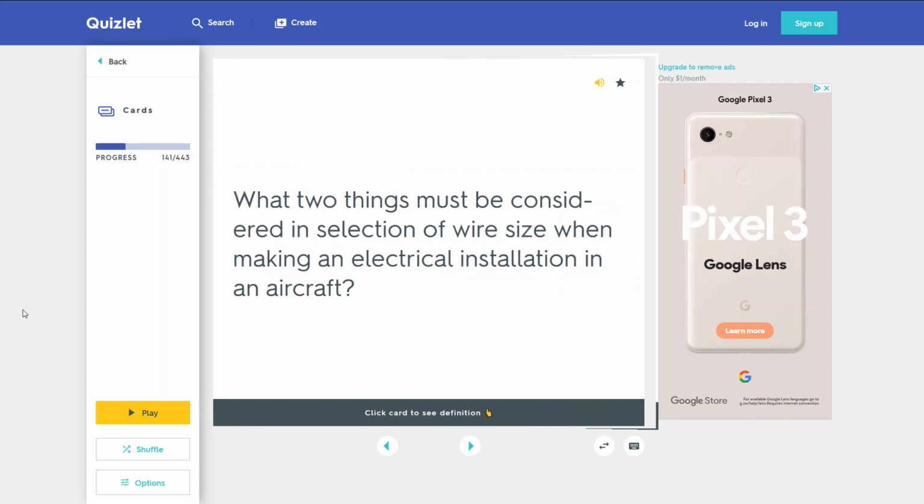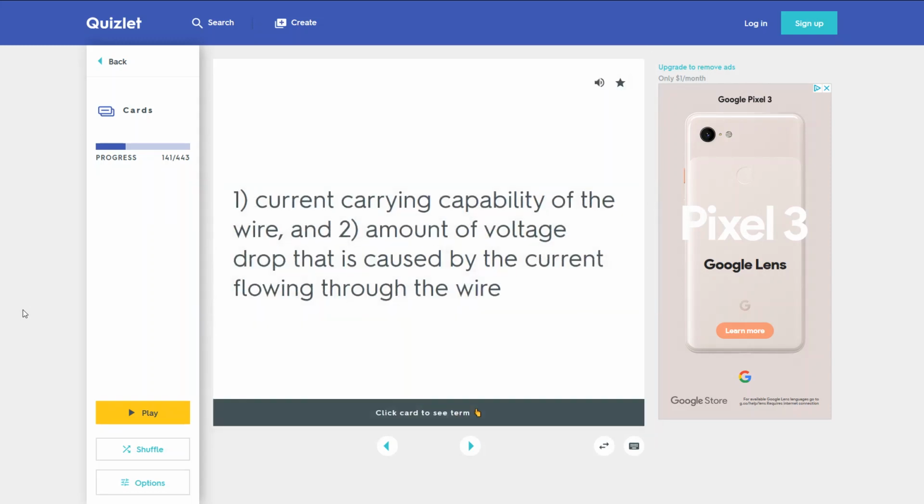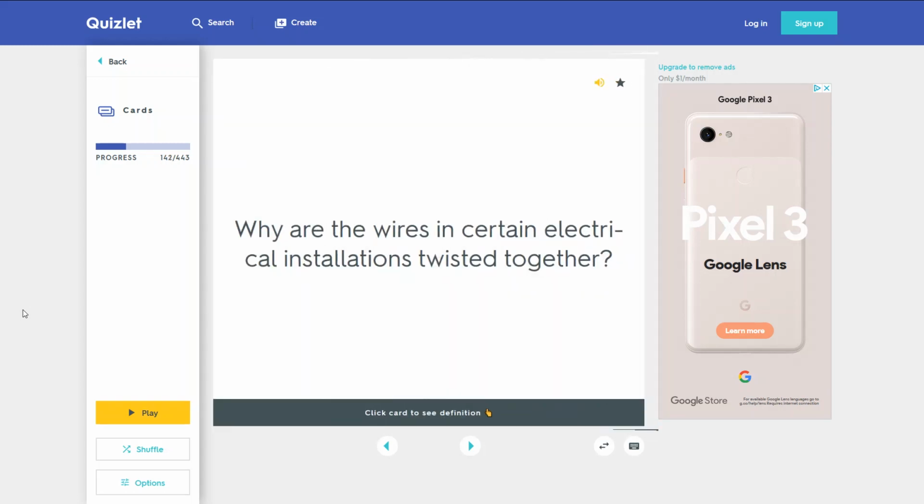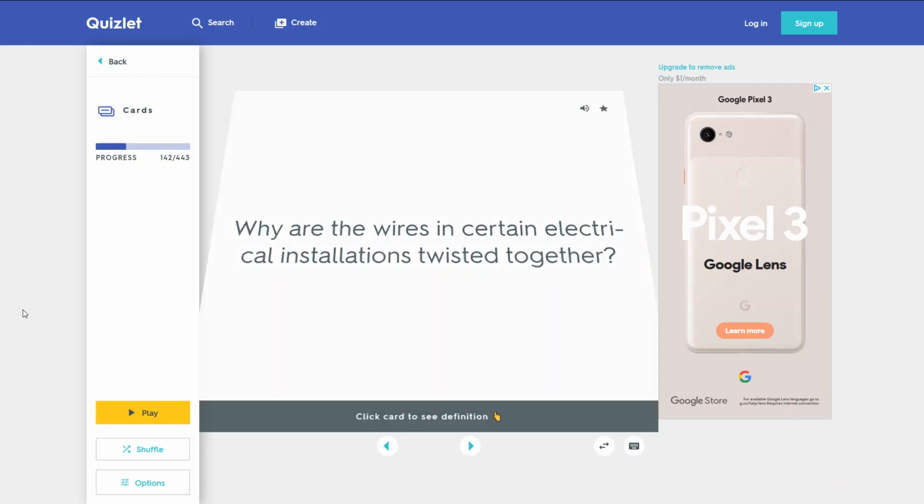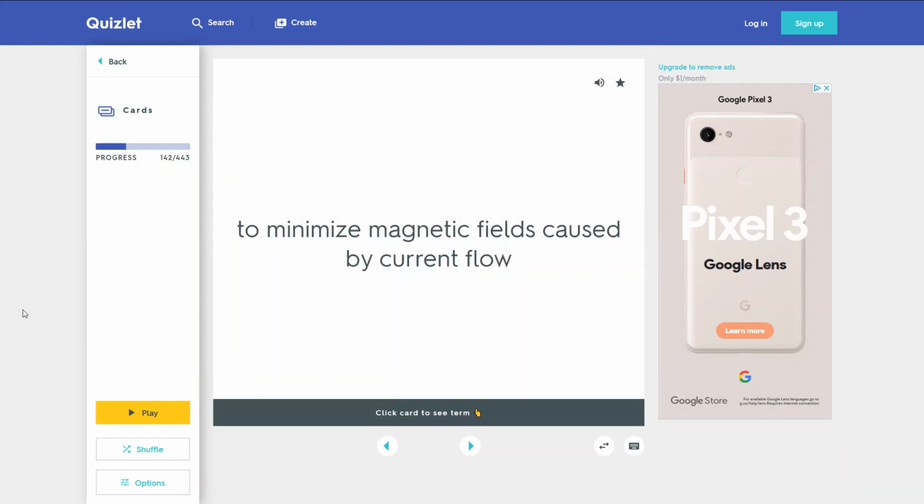What two things must be considered in selection of wire size when making an electrical installation in an aircraft? 1. Current carrying capability of the wire, and 2. Amount of voltage drop that is caused by the current flowing through the wire. Why are the wires in certain electrical installations twisted together? To minimize magnetic fields caused by current flow.